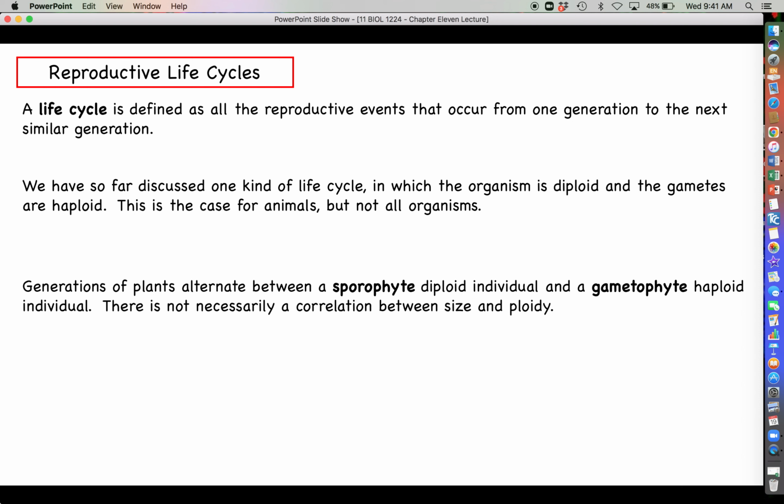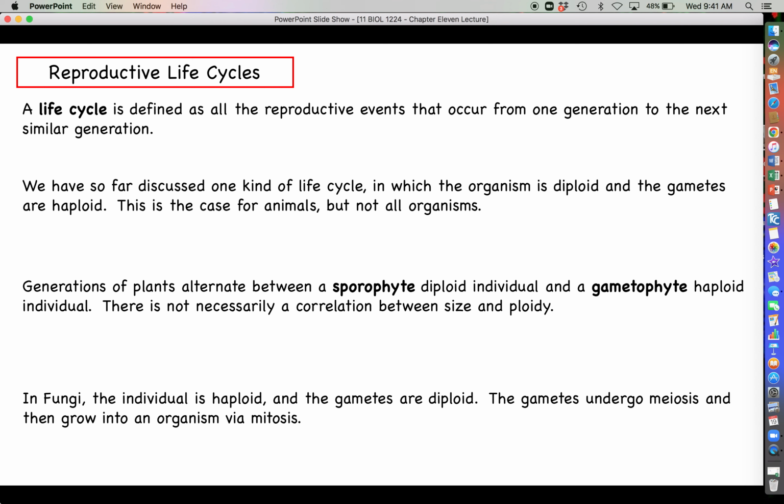Now, we saw that a fern, again, which is a plant, has something north of 1,300 chromosomes, but we certainly don't go about thinking that plants or ferns are more complex than humans. So the same idea applies here. There's not necessarily a correlation between the size or complexity of an organism and how many chromosomes that organism has in each cell.